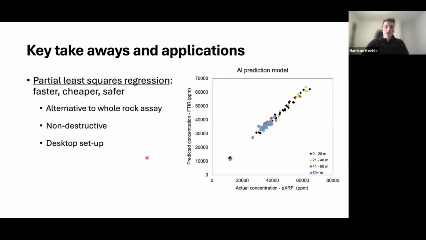And then probably the best results I got out of the honours project was this partial least squares regression, predicting chemistry from spectral data. I found it to be a possible alternative to whole rock assay in the future that's faster, cheaper, and safer. Again, non-destructive, so you'll keep these samples. And also the desktop setup. You probably saw from those images of the devices, they were just on a desktop, just in a lab room. It doesn't have to be a clean room or have any other special setup. Nothing's under vacuum and nothing's cooled by liquid nitrogen, which is extremely valuable because you can have that in a wide range of locations.